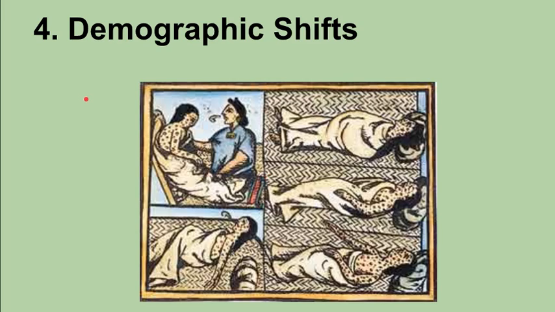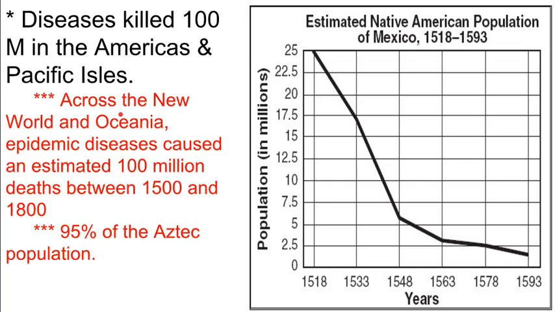Now, the Columbian Exchange is going to have massive demographic changes, that's population shifts, both in the Americas and in the Old World. The most dramatic one is the death of over 100 million people, right, in a time period of 300 years, 1500 to 1800, throughout the early modern era. And these are going to be found in the Americas, the New World, and also Oceania. Some places are going to be hit extremely badly.